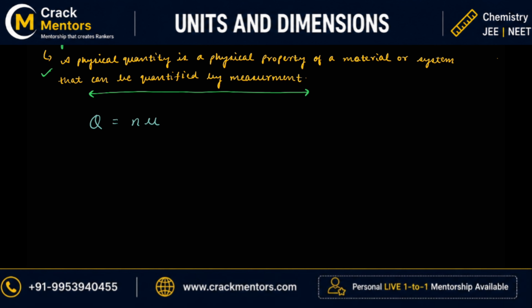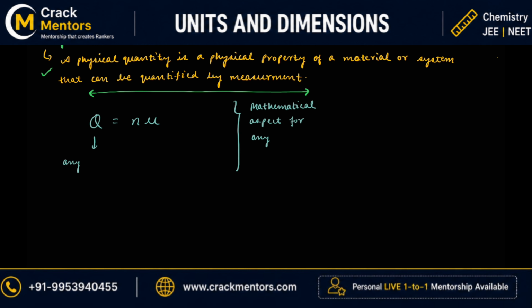So what are the terms involved here? Q is any physical quantity. This is the mathematical aspect for any general physical quantity. Let's say Q is a general physical quantity. So how can we mathematically write it down? Q is any physical quantity, like I said.